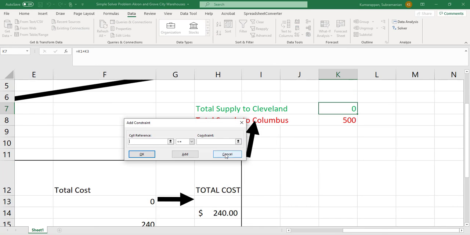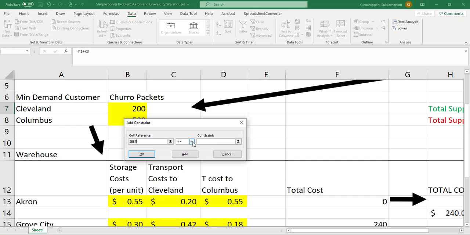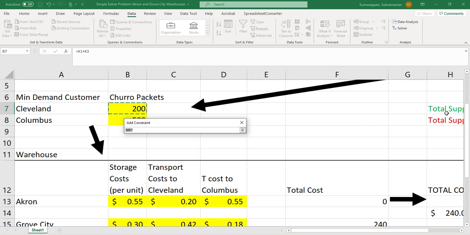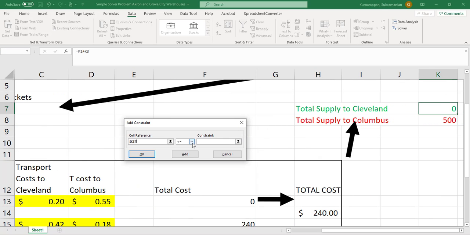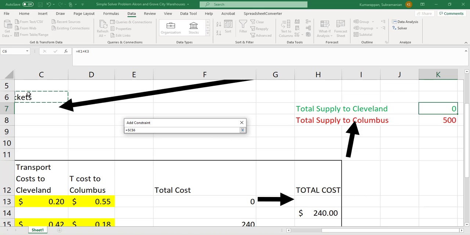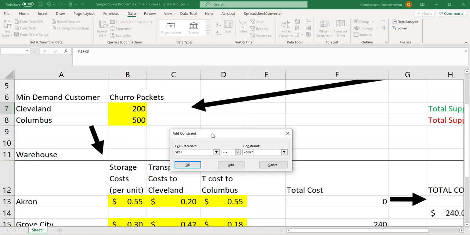Now you can add the constraint. You can make sure that you put that by saying that, hey, there is a demand of 200, and the supply should equal demand, right? So we will put the supply should be less than or equal to the demand, like that. And the demand is, say, 200, in this case of Cleveland.